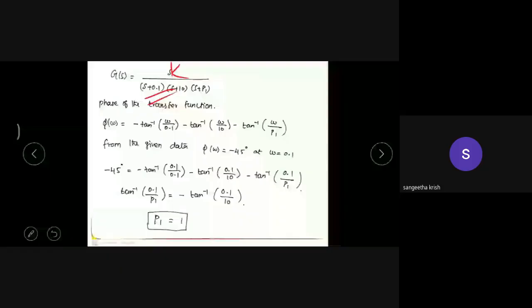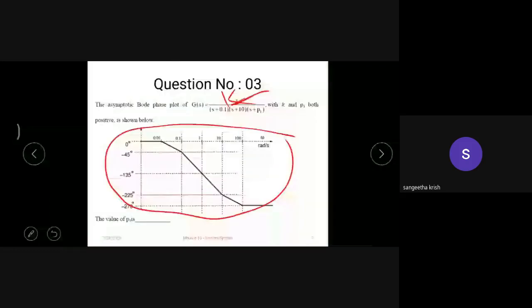Since it is in the denominator, we'll get the negative angle. So minus tan inverse of omega by 0.1 for the first one, minus tan inverse of omega by 10 for the second one, minus tan inverse of omega by p1, which is nothing but the phase of the given g of s. Now we should know the value of p1. To get this p1, we should know the value of omega as well as the phase. From the figure, we understood that at omega equal to 0.1, the phase is minus 45 degree. Otherwise, at omega equal to 1, the phase is minus 135 degree.